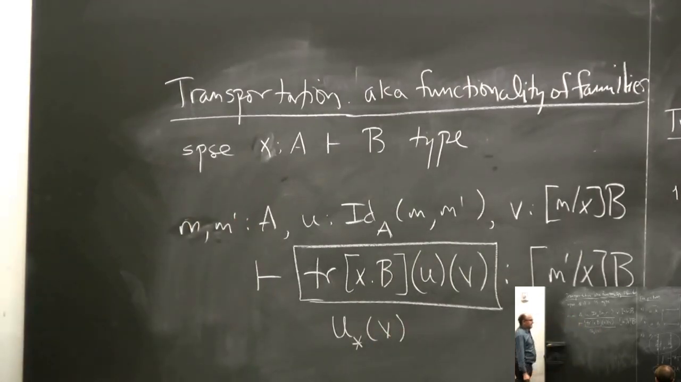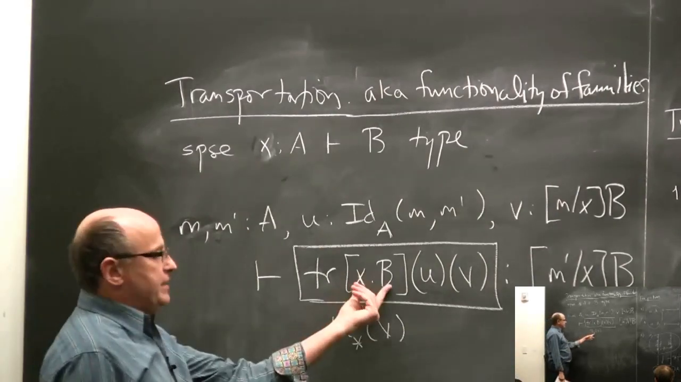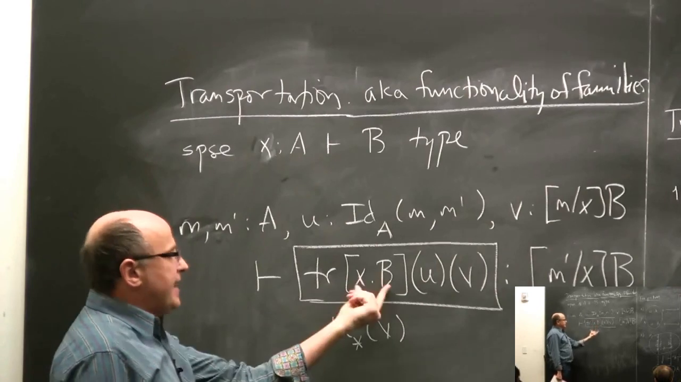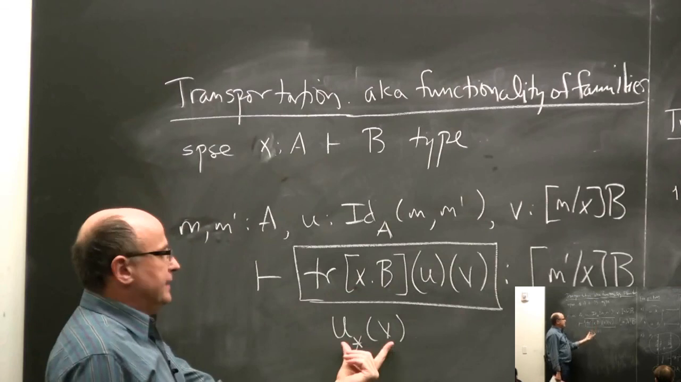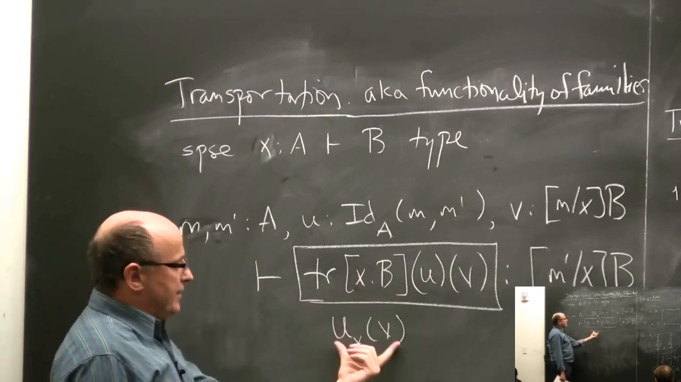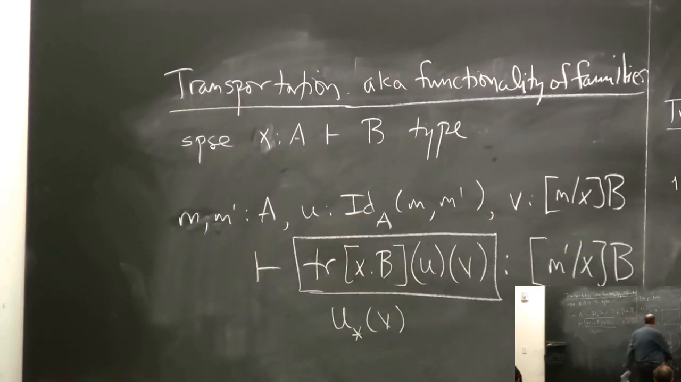Okay? That's the notation. The problem with this notation is you're supposed to know what X dot B is, because the action depends. I mean, it's the action for a particular family. So this notation is a little too shorthandy. The full notation is that. But a lot of times people write U lower star V. So that's what I did here.